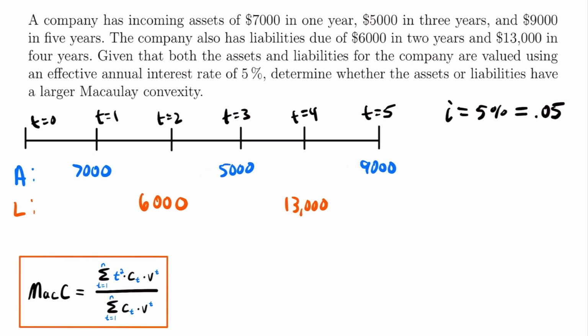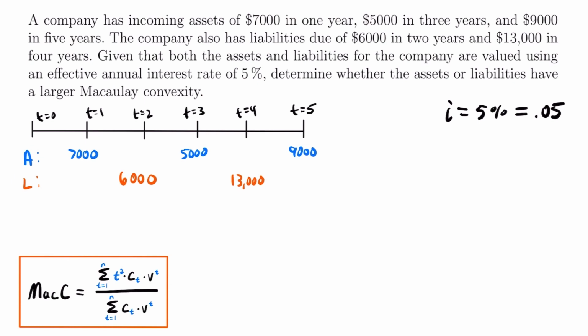Okay, now to get a little bit more space to calculate each of these convexities, I'm going to make this timeline a little bit smaller. And so here's what we're going to have. The Macaulay convexity of the assets will be equal to our cash flow at time 1, but we're going to square that time. And the amount of that cash flow is 7,000, and then we're going to take that back 1 year, so that it is valued at t equals 0.